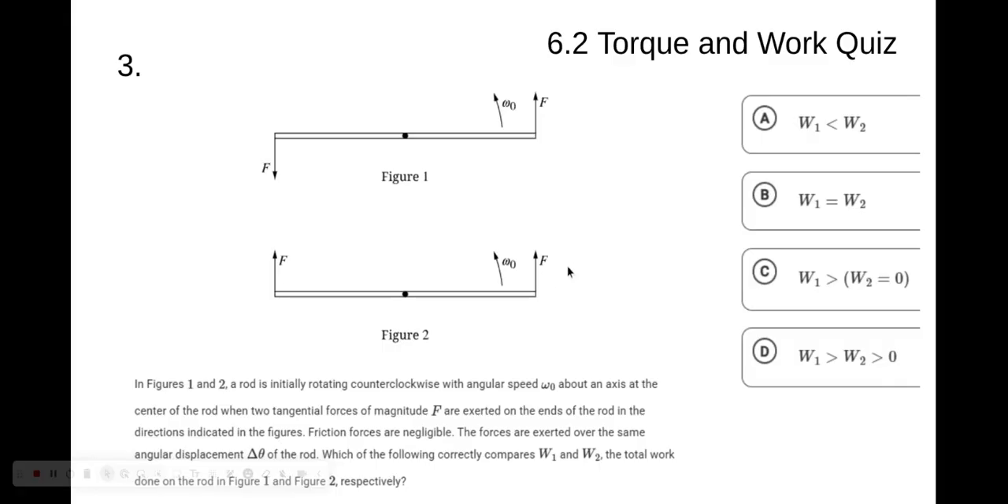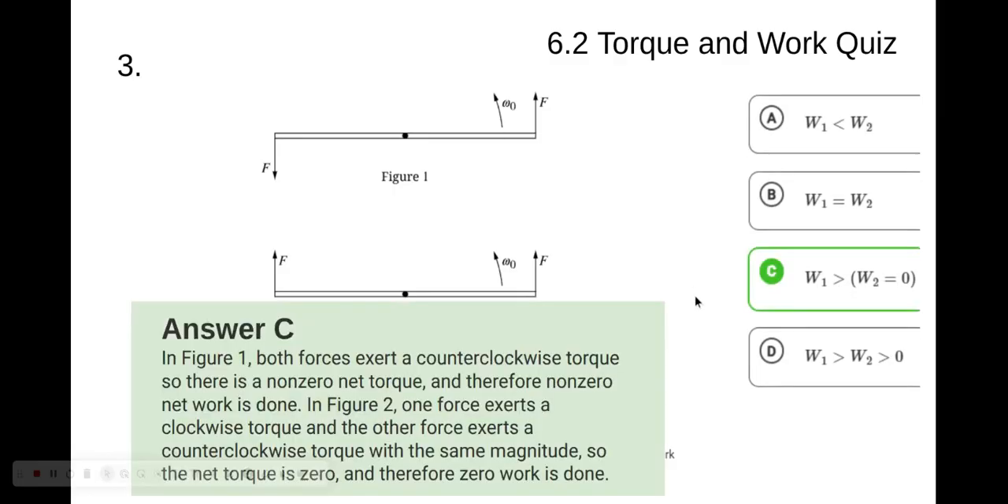Work equals 0. The only answer that has work equals 0 for figure 2 is answer C, and so answer C is the correct answer. There's no need to go through all the rest of those permutations and try to figure out whether or not you've made some kind of mistake. This is not rotating. There's no work. This is the only answer that shows that. This is the correct answer. Answer C.